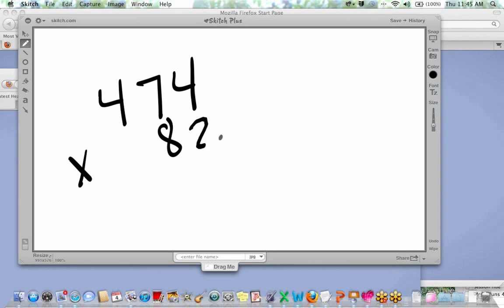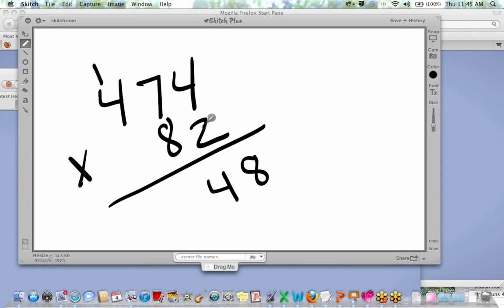Times 82. And I want Vero to walk me through this one because she definitely has it right. So go for it, Vero. What's my first step? So 4 times 2 is 8. Mm-hmm. Then you do it again. Well, actually, we moved to 2 times 7, right? And 2 times 7 is 14. And then 2 times 4 is 8, plus 1. 9. Good. Add my 0 for the place value holder, and then we'll move over here.